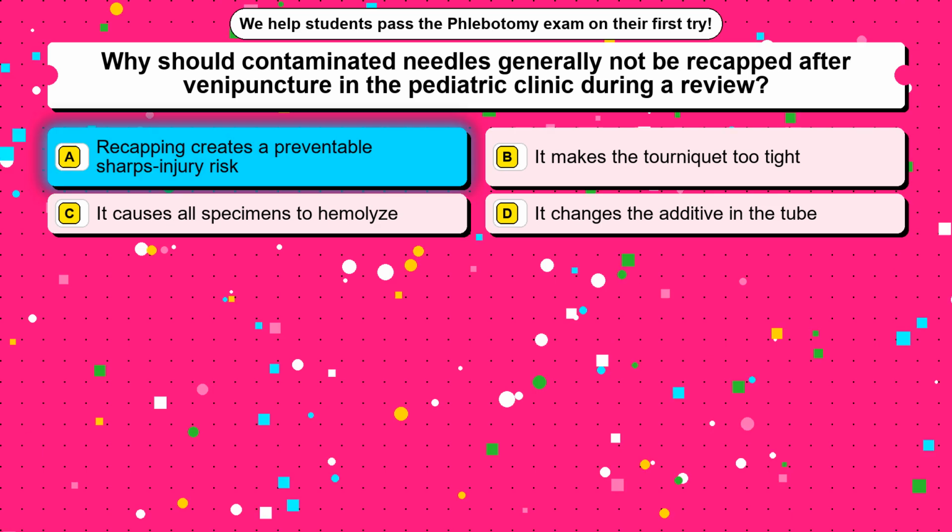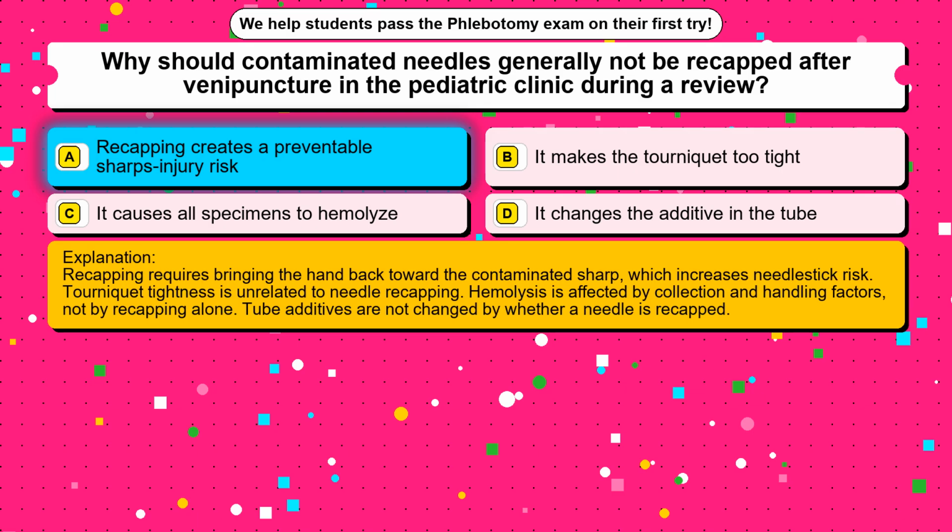The correct answer is option A. Recapping creates a preventable sharps injury risk. Recapping requires bringing the hand back toward the contaminated sharp, which increases needle stick risk. Tourniquet tightness is unrelated to needle recapping. Hemolysis is affected by collection and handling factors, not by recapping alone. Tube additives are not changed by whether a needle is recapped.